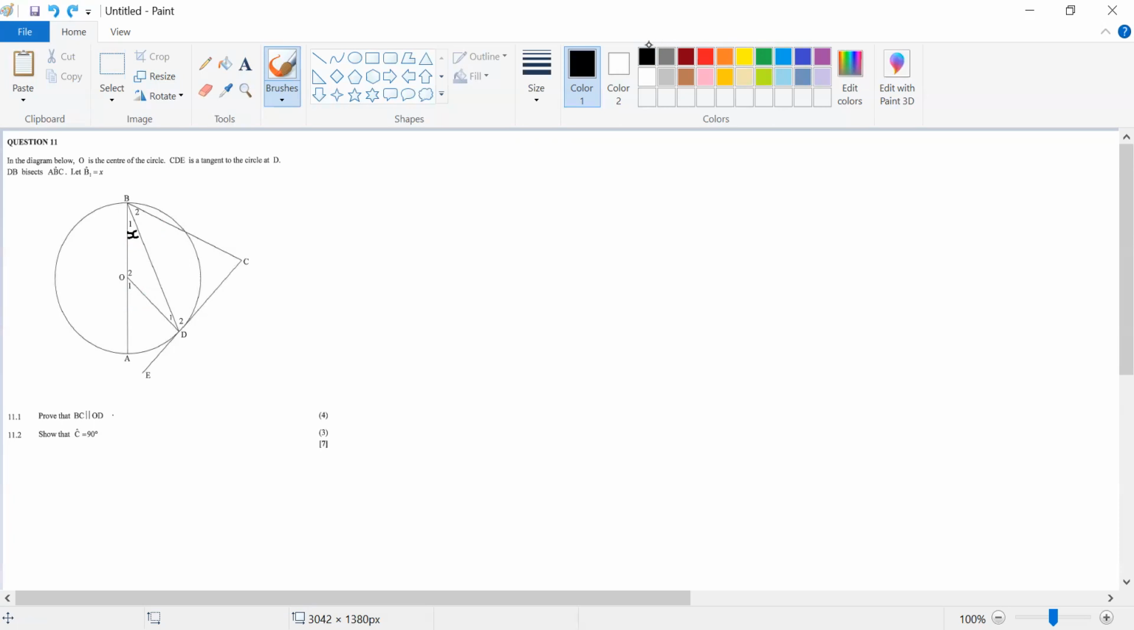So we know that B1 is equal to X, right? Because that is given to us. But something else that's given to us is that B1 is equal to B2, because they tell us that DB bisects angle ABC. So the line DB bisects that whole angle right there, which means that it's split into two equal portions, which are X and X. So from this, I know that B2 is also equal to angle X.